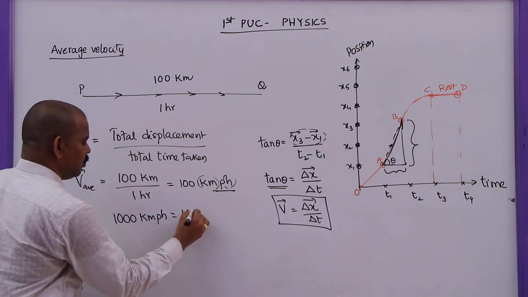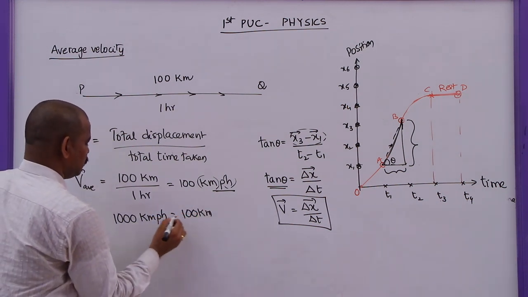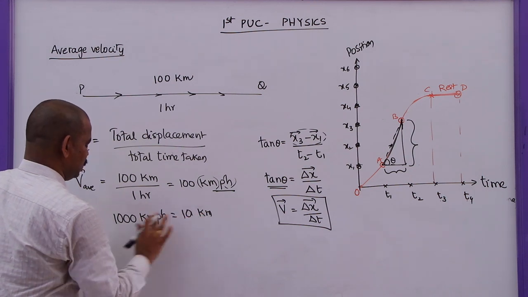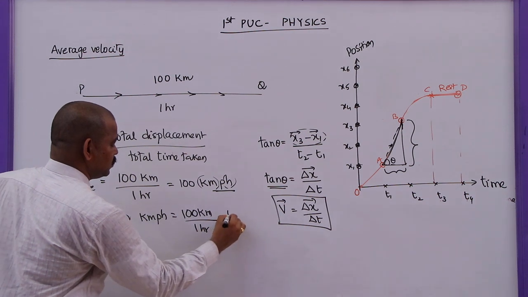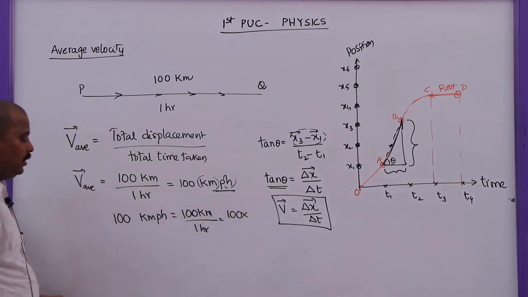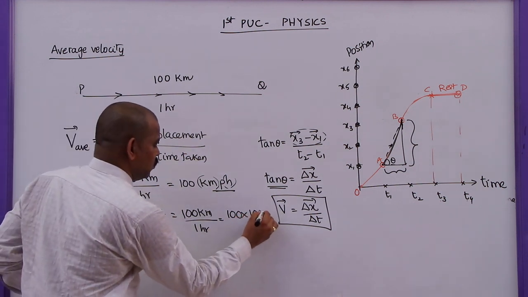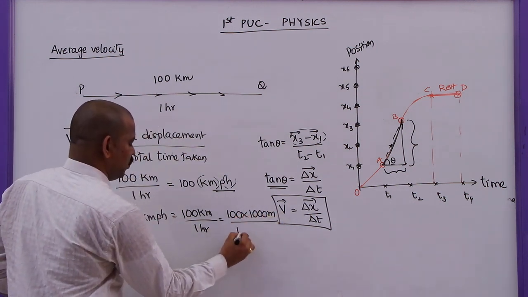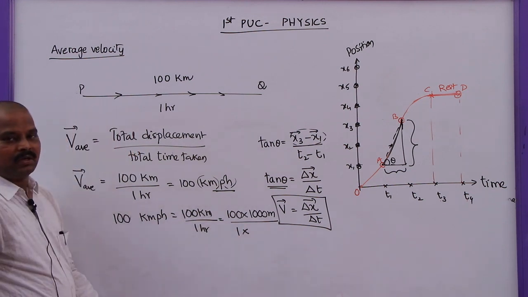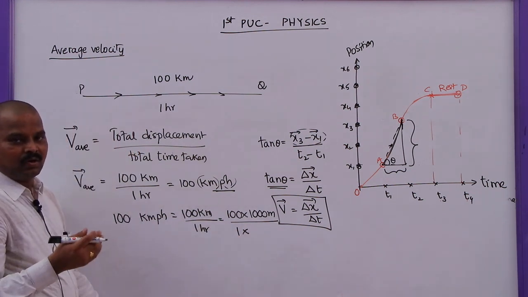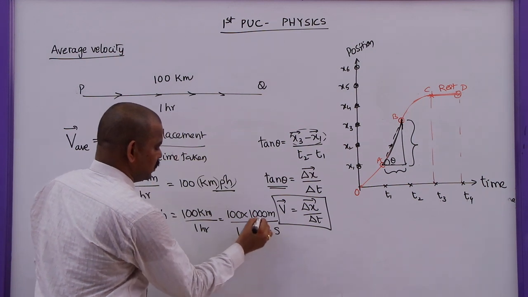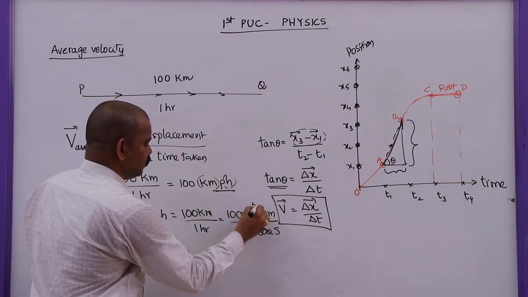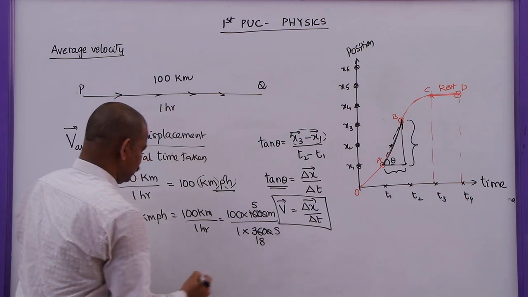So 100 kilometer by 1 hour. So this is 100 into, what is a kilometer? A kilometer is nothing but 1000 meters. So this is 1000 meters by 1 hour. 1 hour means 60 minutes or 3600 seconds. So this is 3600 seconds. Cancel 0 and 0, 2 5s, 2 18s.